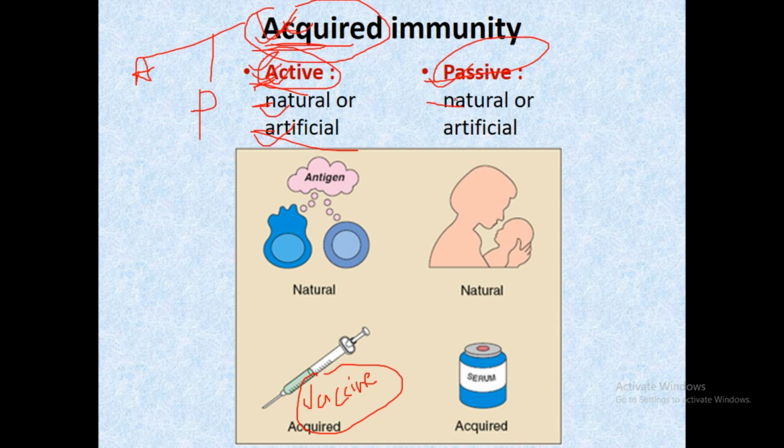So first of all, natural passive acquired immunity. Whatever immunity is given from a mother to her baby is known as natural passive acquired immunity. And the second one is the artificial passive acquired immunity, meaning whenever we are giving directly synthesized serum containing different types of immunoglobulins and all the types of immune materials, then this type of immunity is known as artificial passive acquired immunity.